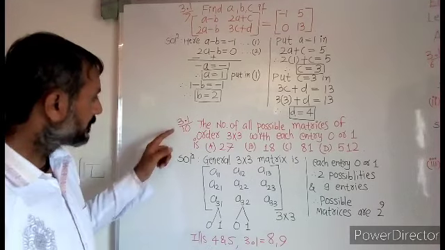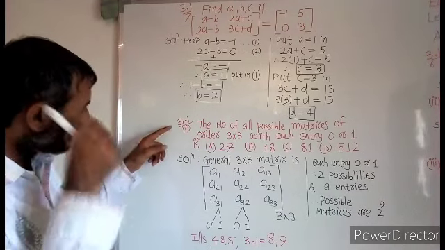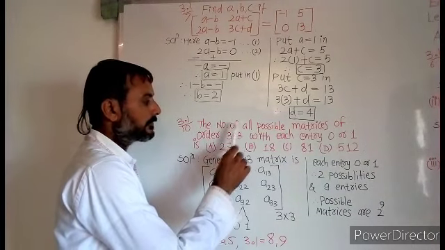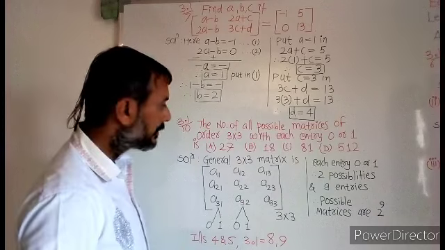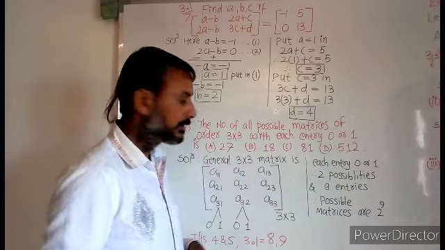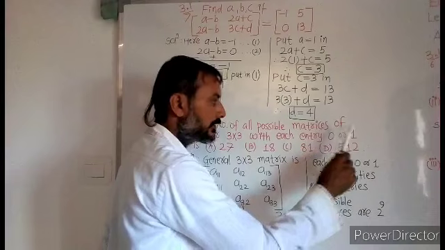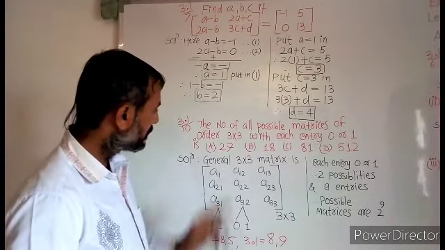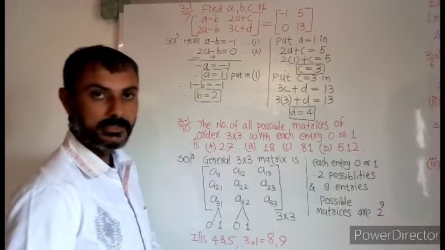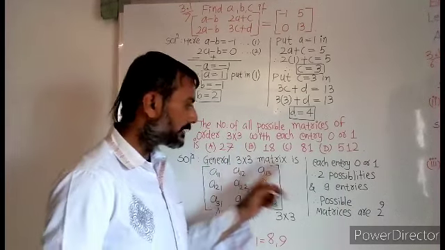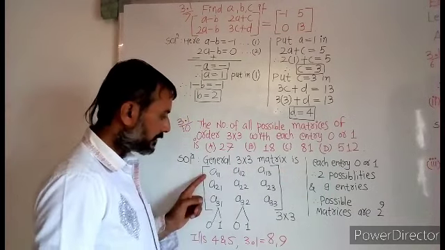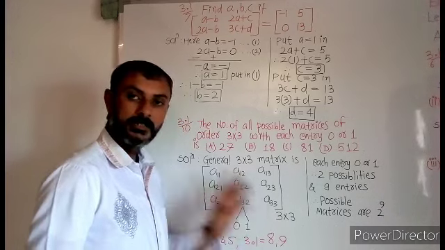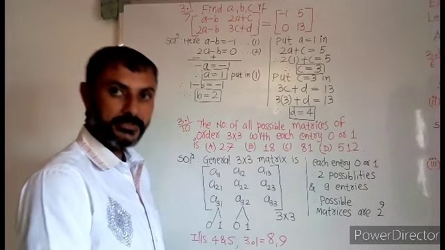Another example, 3.110. This is an MCQ. The number of all possible matrices of order 3 by 3 with each entry 0 or 1. These are the options. First of all, order 3 by 3. Let me write a general 3 by 3 matrix: a11, a12, a13, a21, a22, a23, a31, a32, a33. There are 9 such entries.